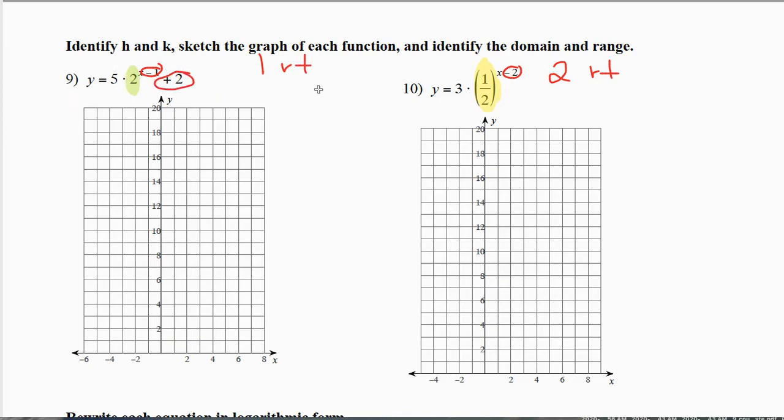And this value, the k, our k is plus 0, shifts it up or down. So this is going to shift it up 2. Remember, with the x, it's opposite. With the y value, it's going to be the same. And it's going to be no vertical shift. And then based on that sketch of a graph, you can tell what the domain and ranges are.